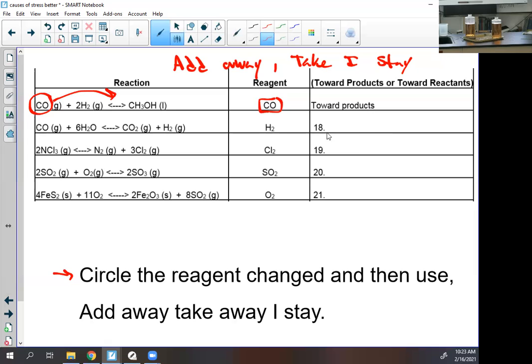So let's look at number 18. I have hydrogen, so I circle hydrogen. I add it, so I move away from that side. So number 18, I move towards which group? The reactants. So we try 19, 20, and 21. These are too long. Make sure you see the exact formula. So this says O2. That does not mean SO2, it means just O2.